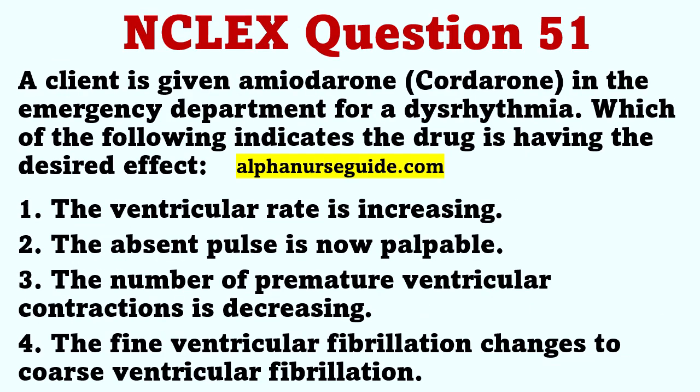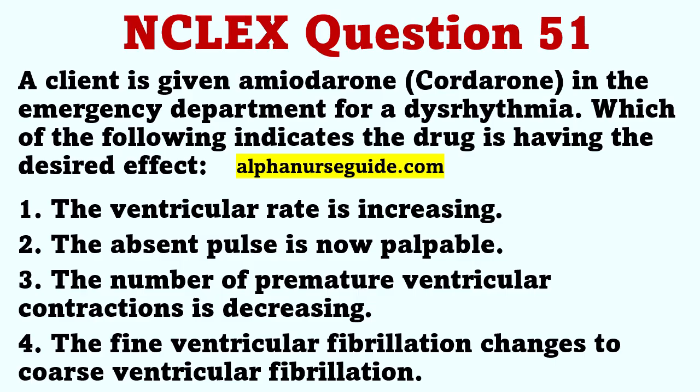A client is given amiodarone in the emergency department for a dysrhythmia. Which of the following indicates the drug is having the desired effect? 1. The ventricular rate is increasing. 2. The absent pulse is now palpable. 3. The number of premature ventricular contractions is decreasing. 4. The fine ventricular fibrillation changes to coarse ventricular fibrillation.